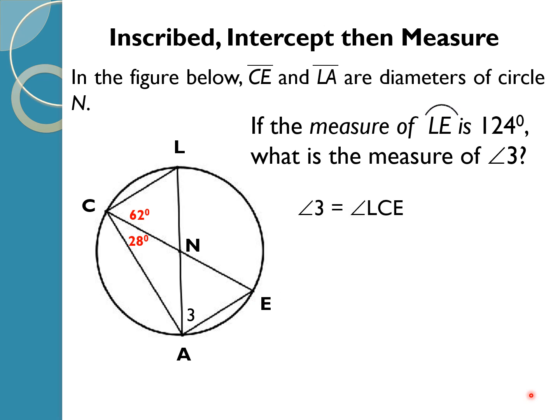So for the solution, angle 3 is equal to angle LCE by applying the theorem on inscribed angles. Since the measure of angle LCE is 62 degrees, we can say that the measure of angle 3 is also equal to 62 degrees.